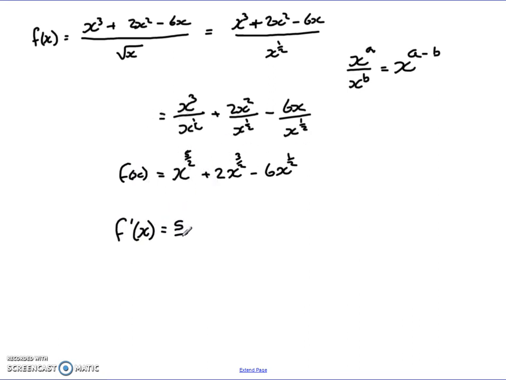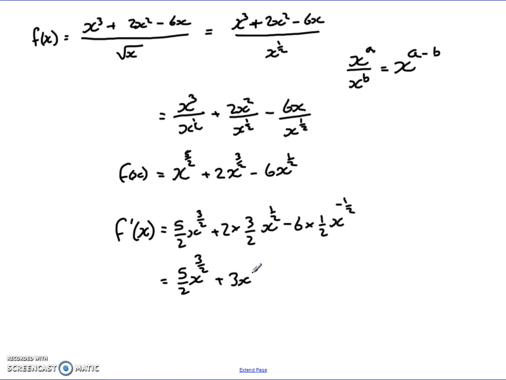Bring the power down, 5 over 2x, reduce it by 1 to the 3 over 2. Second one here, coefficient in front, bring the power down, 3 over 2x, reduce the power by 1 to the half. Then it's minus 6 times, bring the power down, x, reduce the power by 1. And then you just simplify it. So first term's fine, 5 over 2x to the 3 over 2. Second term, 2 times 1.5 is 3, x to the half, and then the last one, minus 6 times a half, minus 3x to the negative a half.